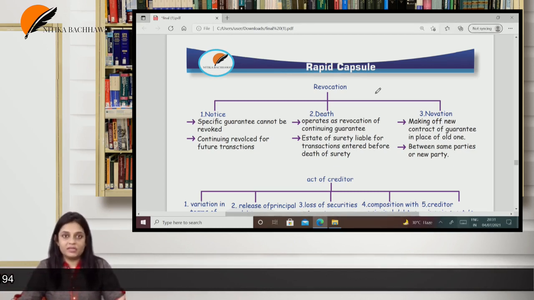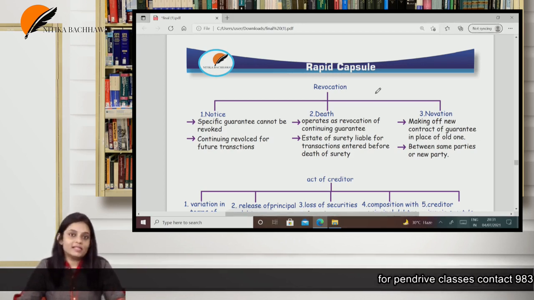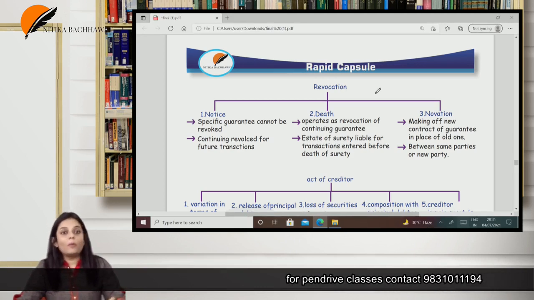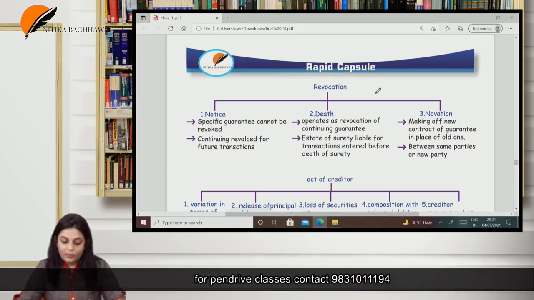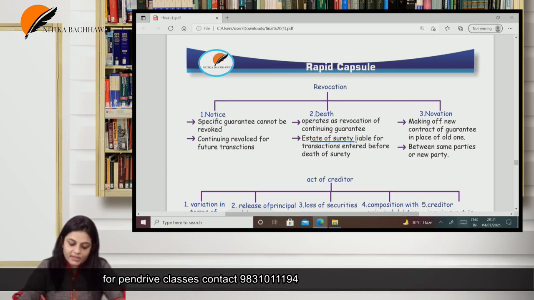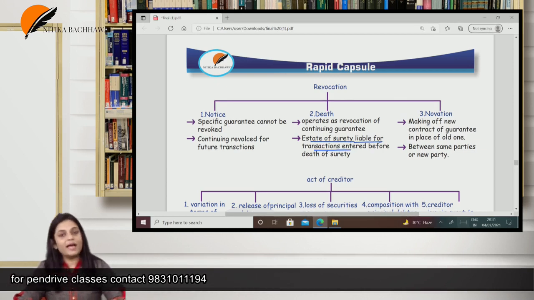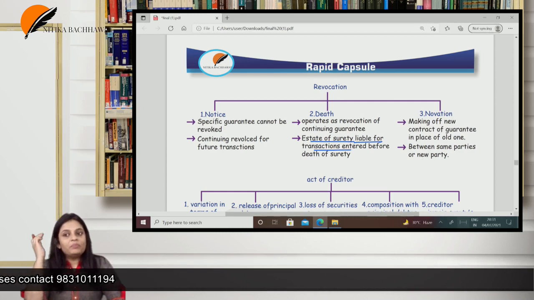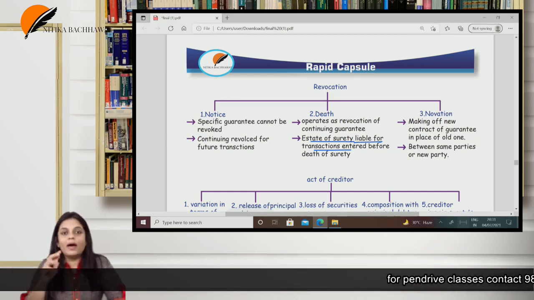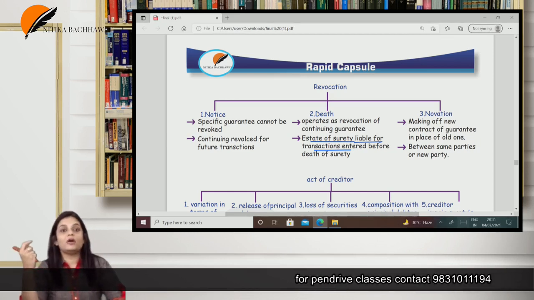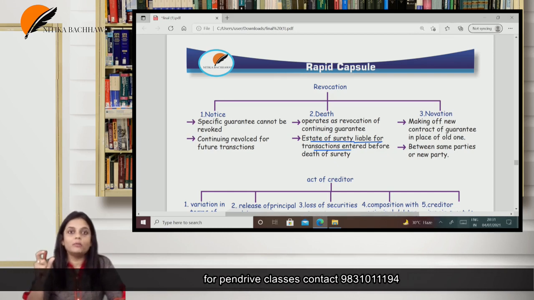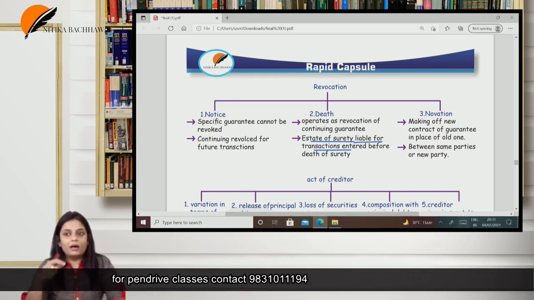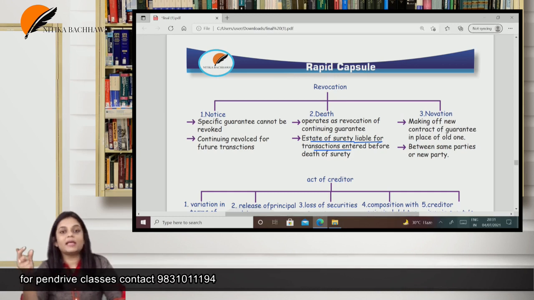However, for the past transactions, his legal heirs are not personally liable, but his property shall be liable. To the extent of the property will be the liability. So the estate of the surety shall be liable for the transactions before his death. In case of specific guarantee it is the same, guarantee will not be revoked, but his property will be liable. You have done all this concept in your CA foundation, where you had talked about the liability of a deceased. His legal heirs are never personally liable, it's against his estate.